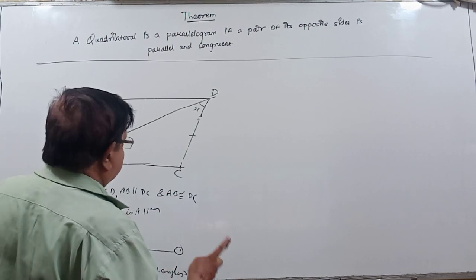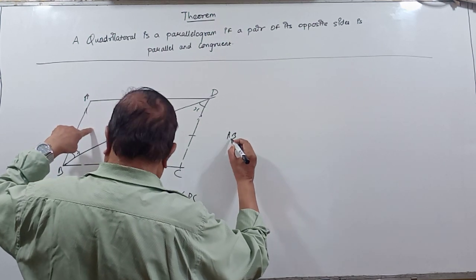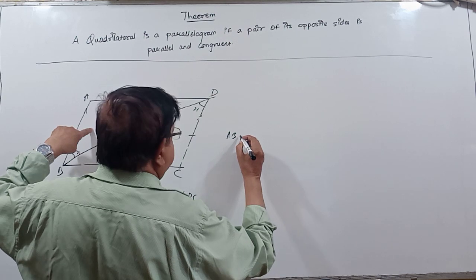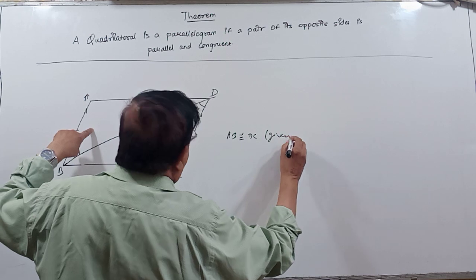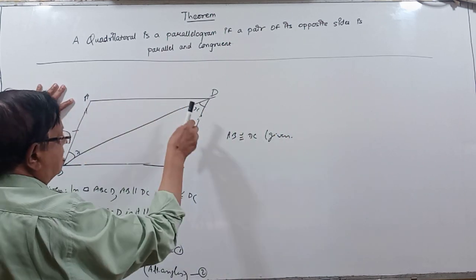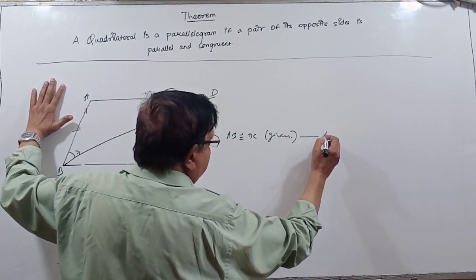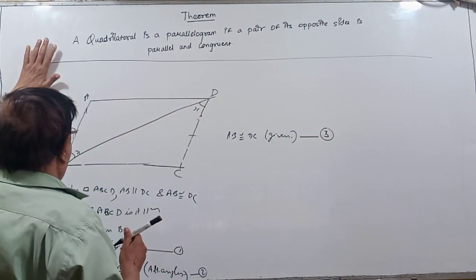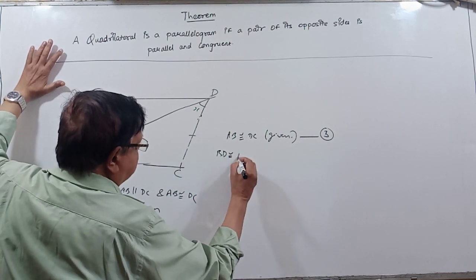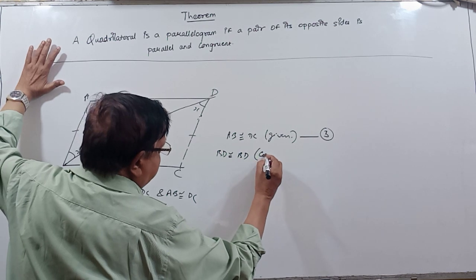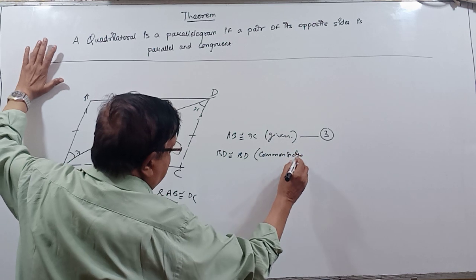Now AB congruent to DC, that is also given. They are given: one pair of opposite sides congruent as well as parallel. This is congruent to this. That is also given. 3. And BD congruent to BD. Common side.